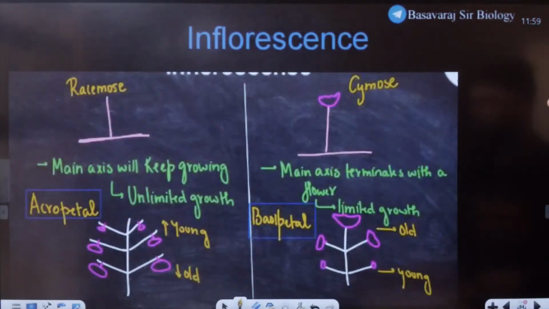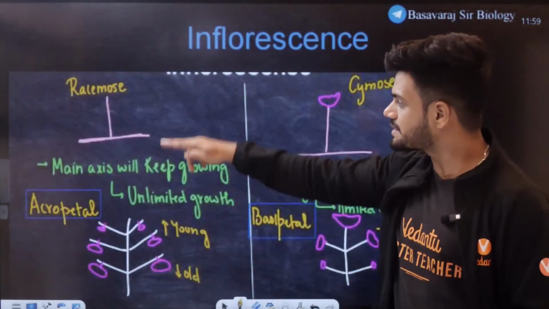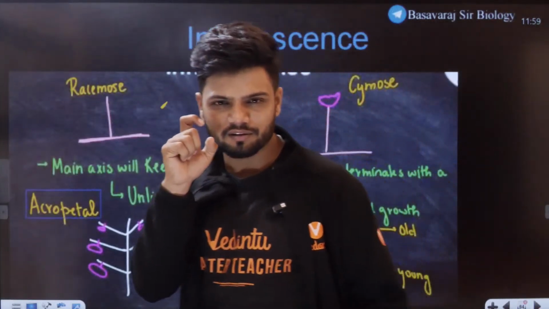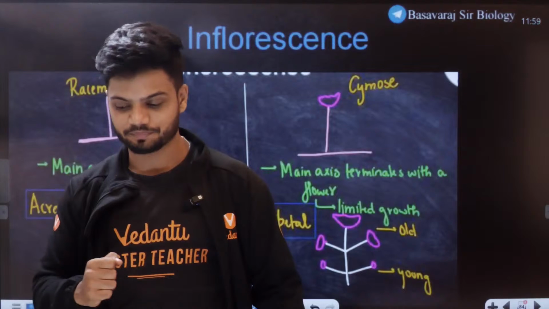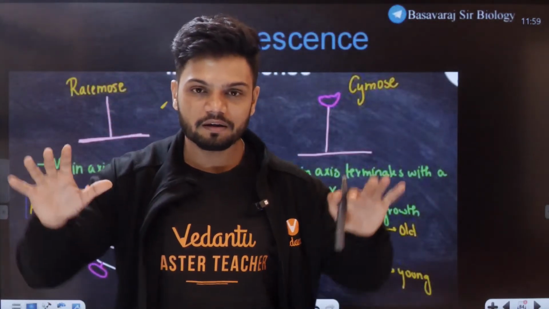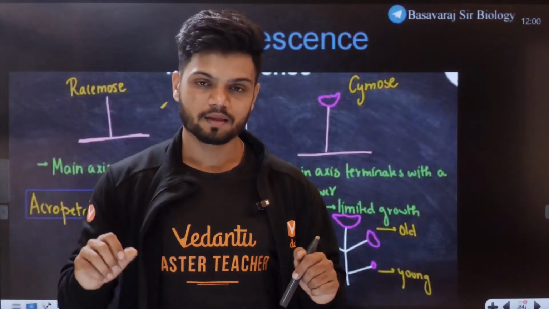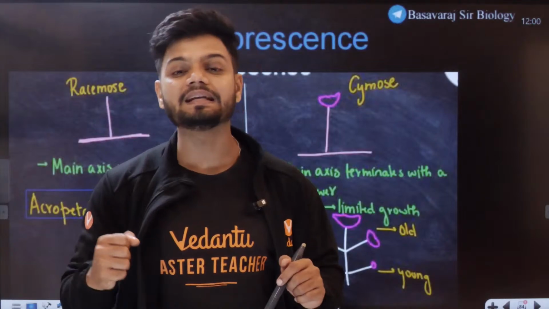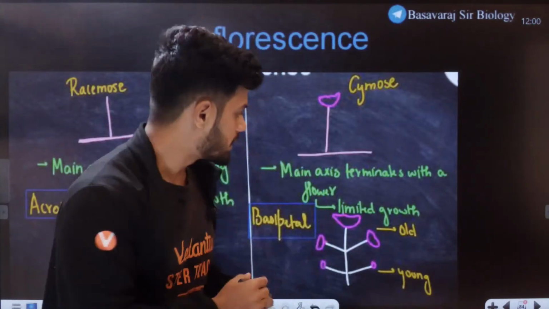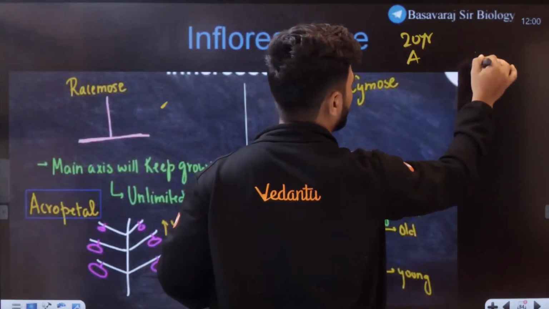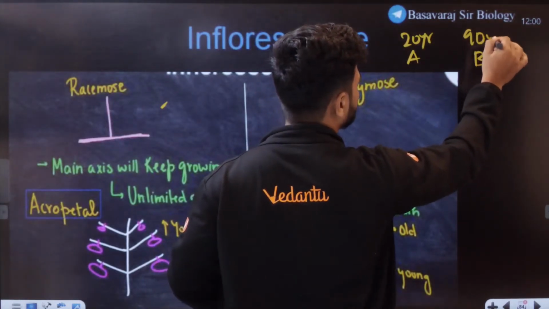There are mainly two types of inflorescence. One is called racemose, one is called cymose. Now, I will teach you this in a very, very easy way. Students, I have a scenario for all of you. We have two people running a race. Person A is 20 years old. Person B is 90 years old.